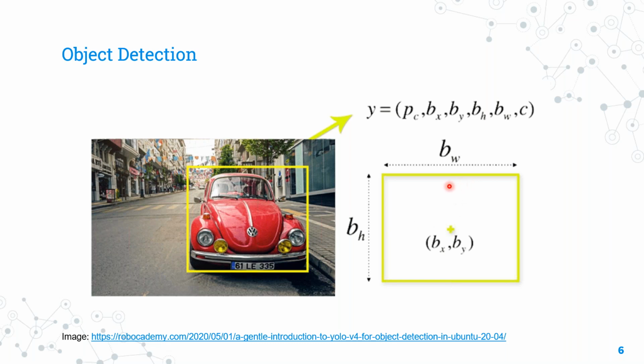The YOLO detector can predict the classes of objects, their bounding boxes, and the probability of the class of the object in the bounding box. Each bounding box has the following parameters. This is the probability. Bx and By are the center of the box, which is here. BH and BW are the height and width, relative to the image, and C is the class. And each bounding box has an associated probability value.